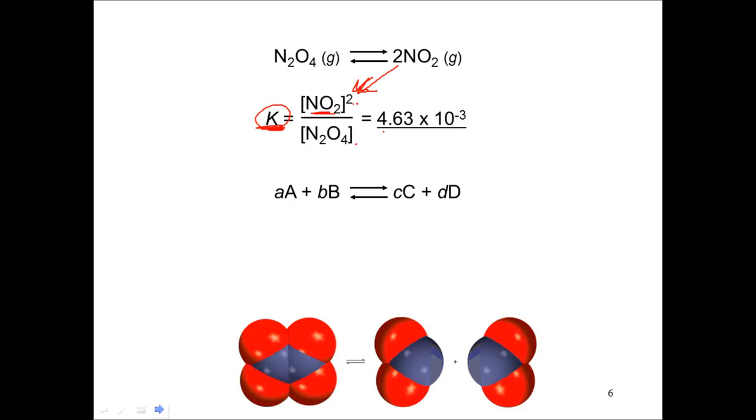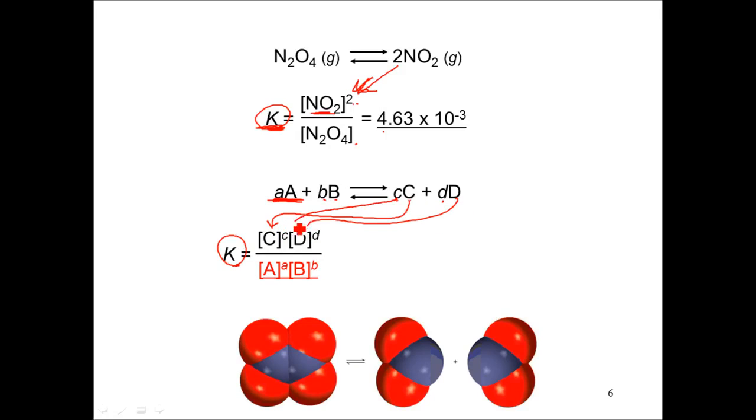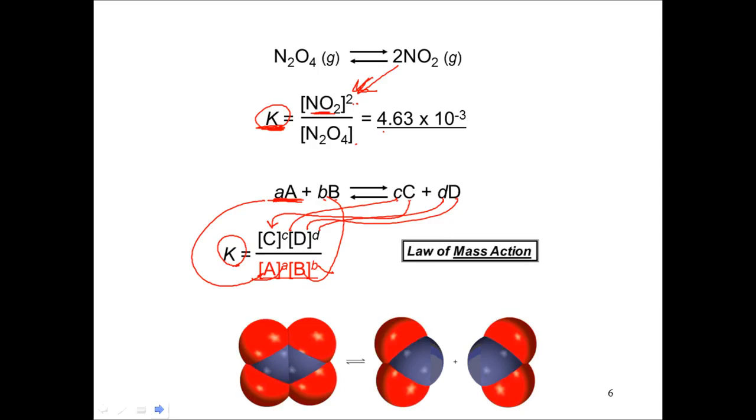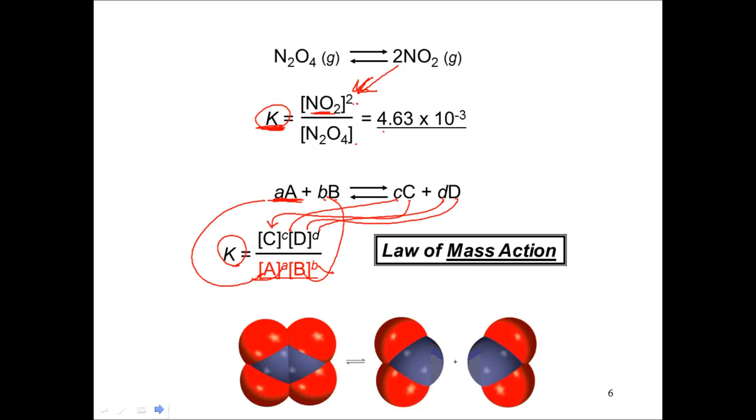So for any equilibrium reaction, with little a being the coefficient, capital A being the compound, big B the compound, and then our products C and D, and again the small letters being those coefficients, the equilibrium constant is equal to the concentration of the products raised to the power of their coefficients divided by the concentration of the reactants raised to the power of their coefficients. This is called the law of mass action.